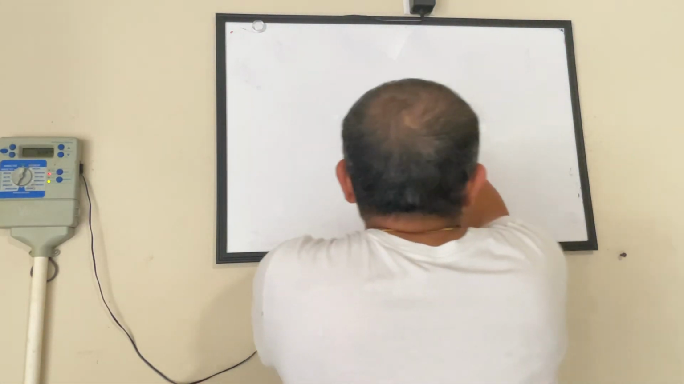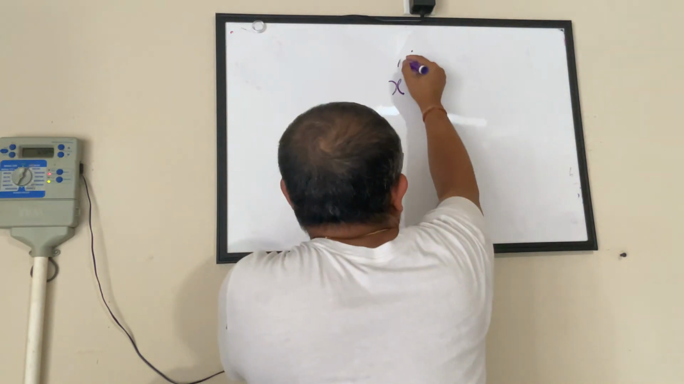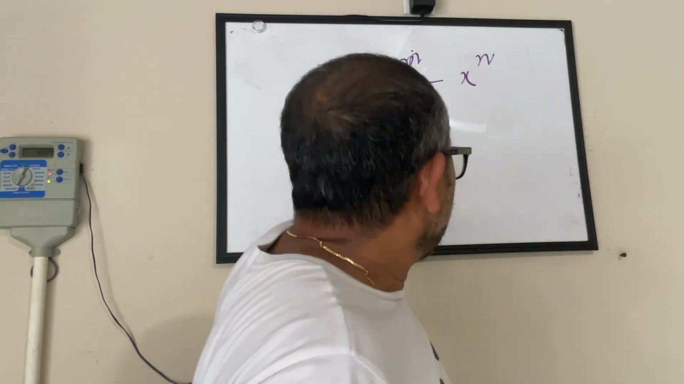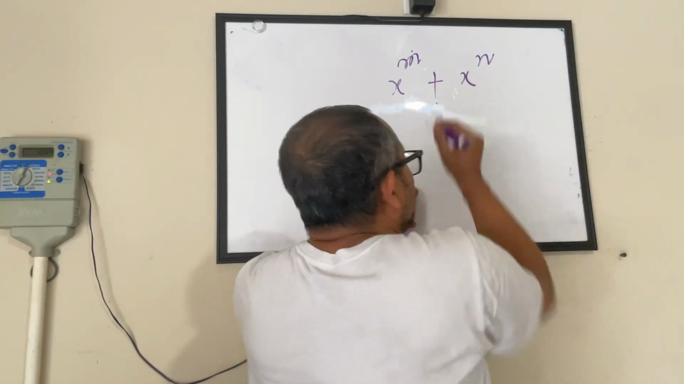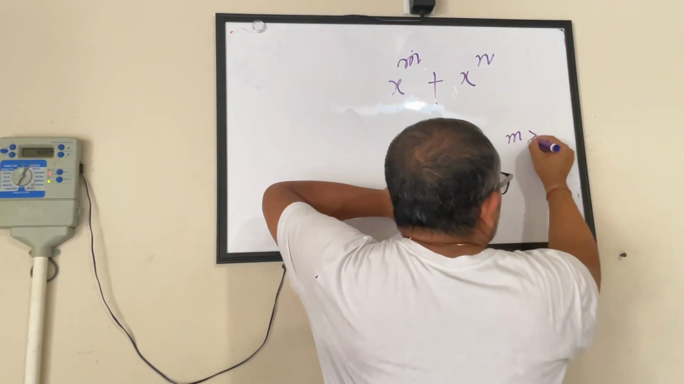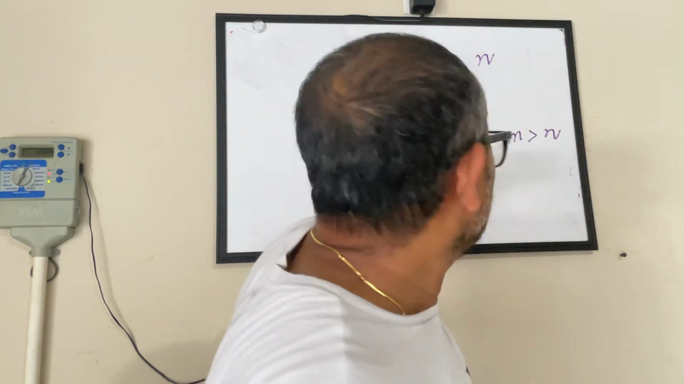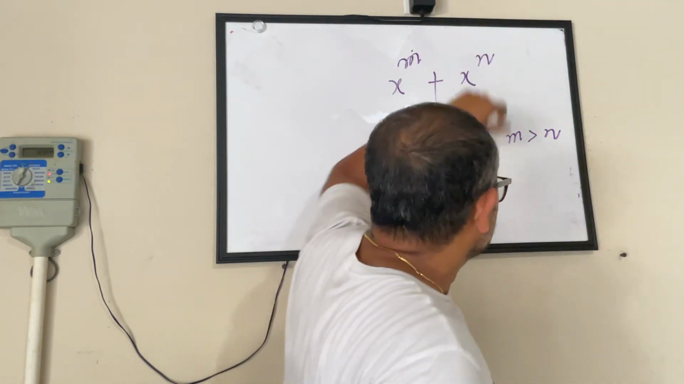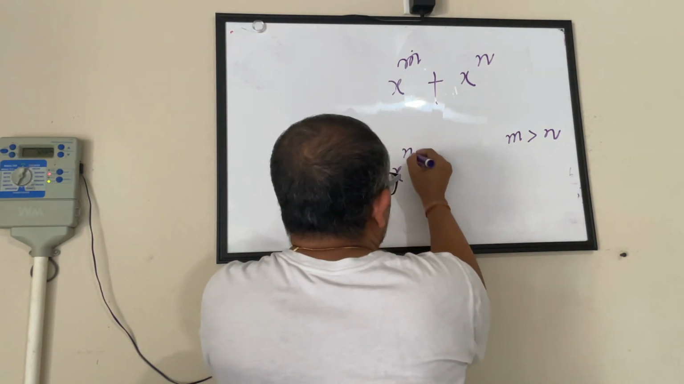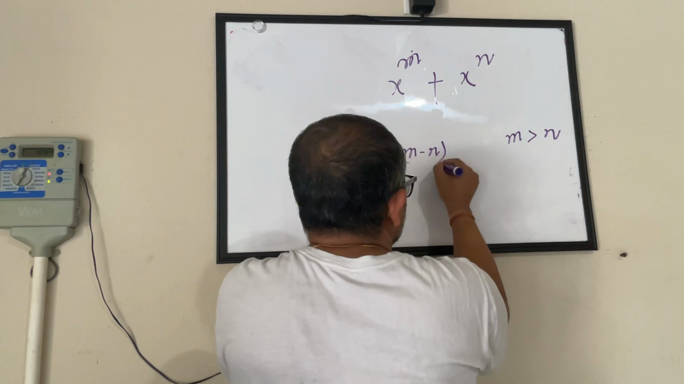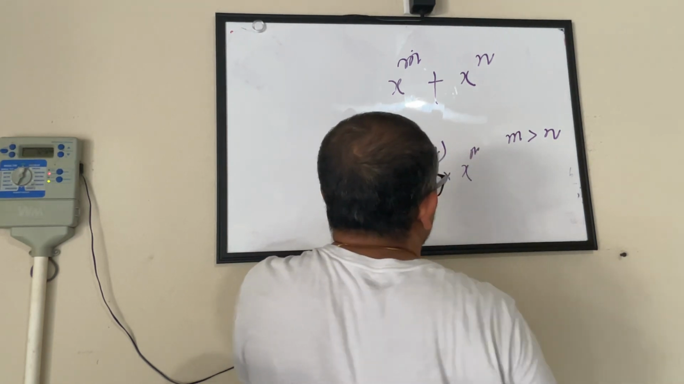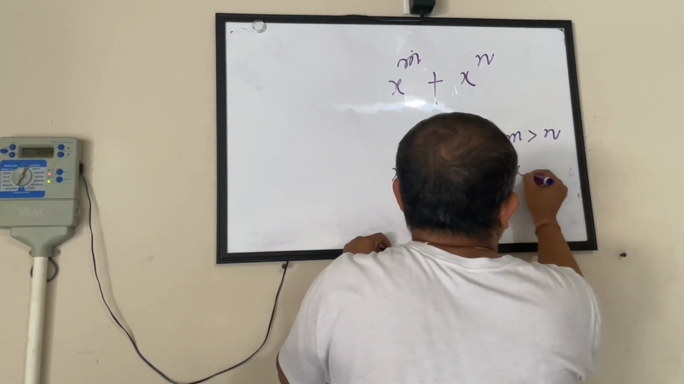Let's say I have x to the power m minus x to the power n, or I have to do this any which way, and I am told that m is greater than n. This power is greater than this. What that means is I can break this as x to the power m minus n into x to the power n, minus x to the power n.